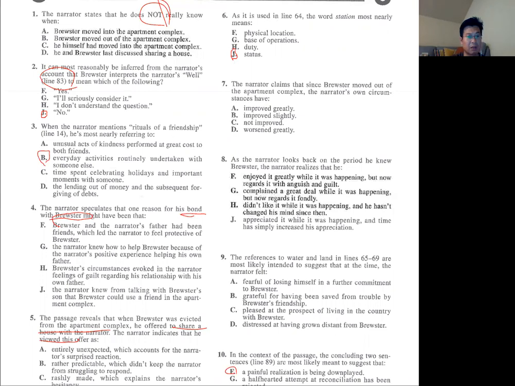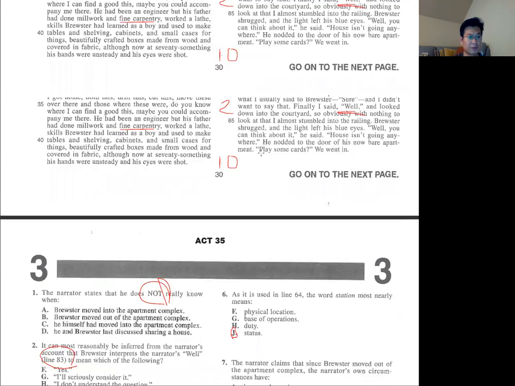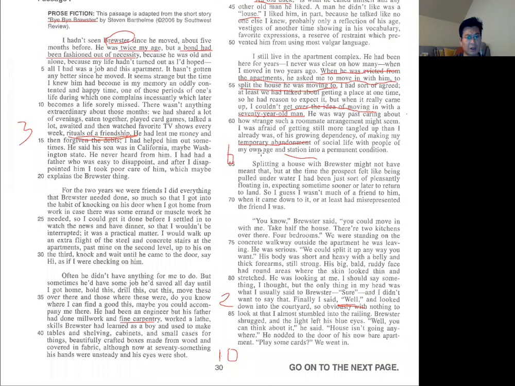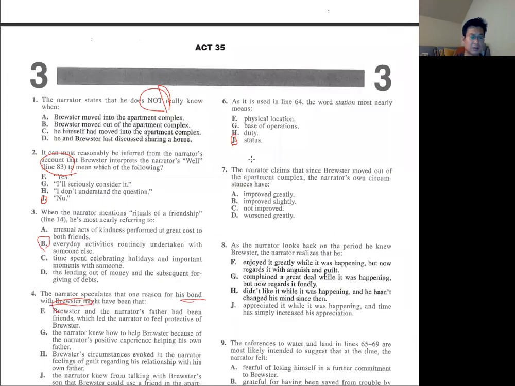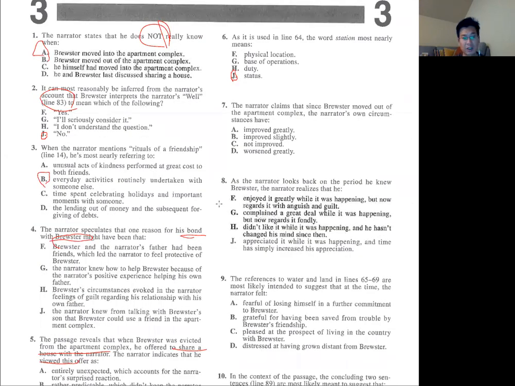So number 1, if you read through 1A, Brewster moved into an apartment complex. That's right, it is A, because lines 51 and 52 talk about, as I mentioned earlier, the apartment complex. He suggested to split the bill. So that's why A is not really no. The narrator didn't know whether he could move in or not.